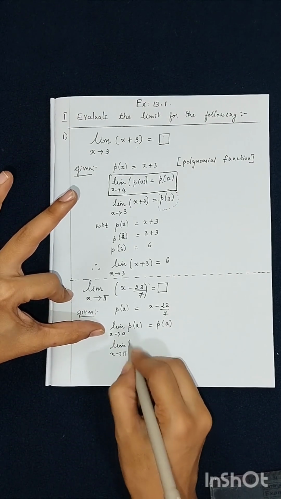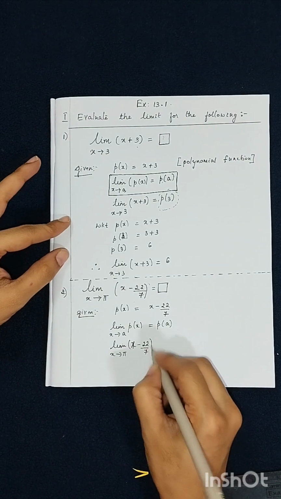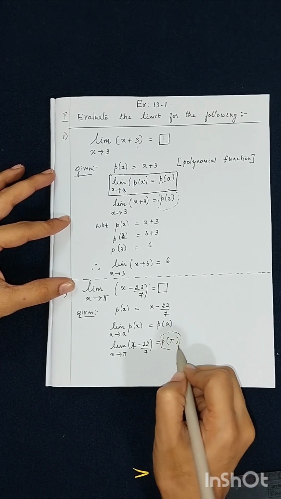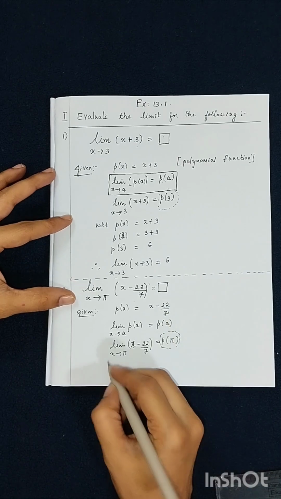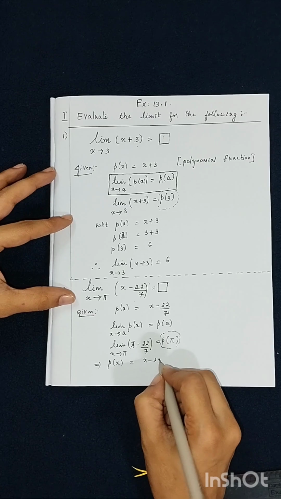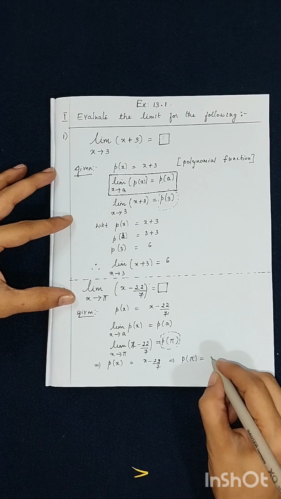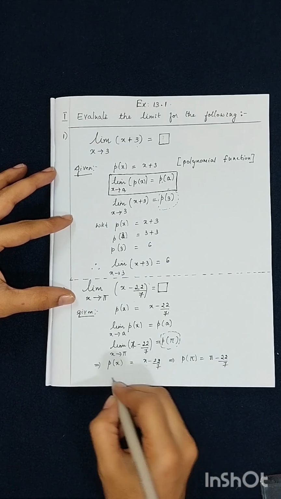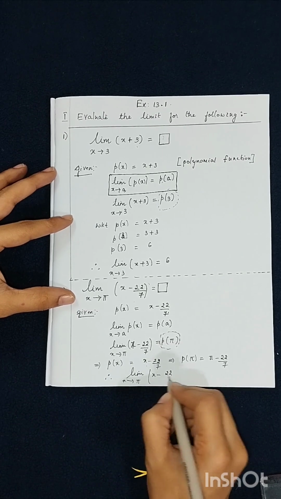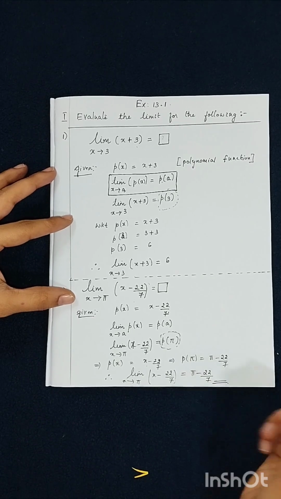In the place of a we have pi, and in the place of p of x we have x minus 22 by 7 is equal to p of pi. Now we have to find the value of p of pi. We will find it with the help of p of x. So this implies p of x is equal to x minus 22 by 7, and this implies p of pi is equal to, in the place of x we will write pi minus 22 by 7. So therefore limit x tends to pi, x minus 22 by 7 is equal to pi minus 22 by 7. This is the solution.